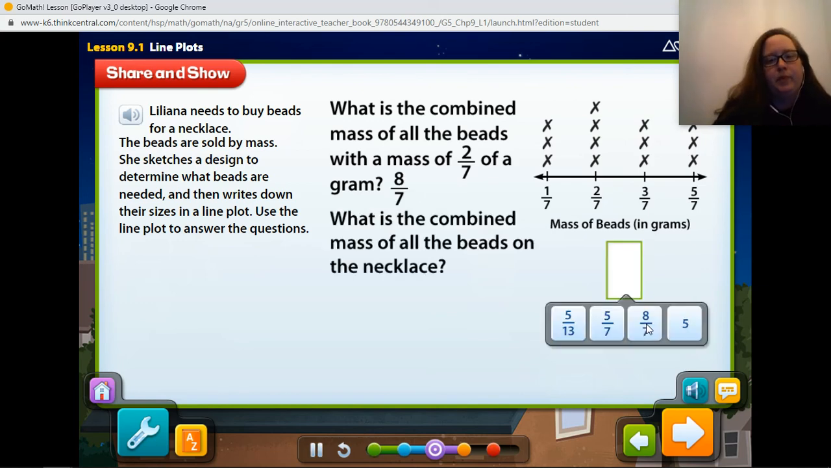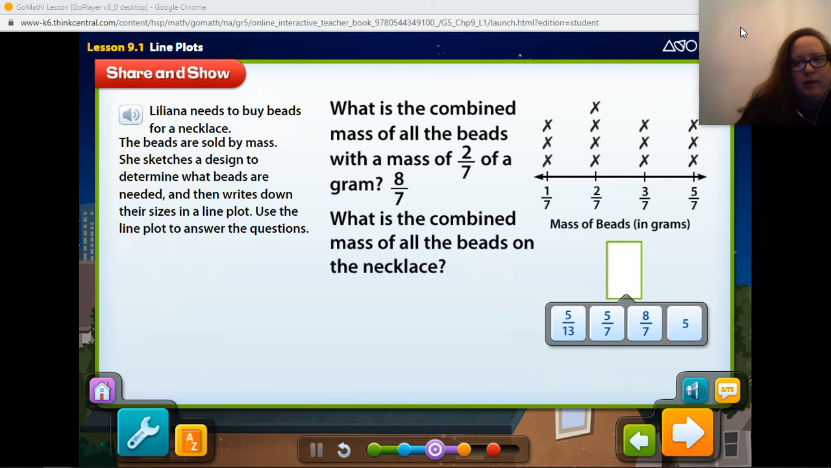What is the combined mass of all the beads on the necklace? So we already know here that we have 8 sevenths. Here we're going to have 3 times 1/7, which would be 3 sevenths. Here we're going to have 3 times 3 sevenths, or 9 sevenths. And then we are going to have 3 times 5 sevenths, or 15 sevenths.